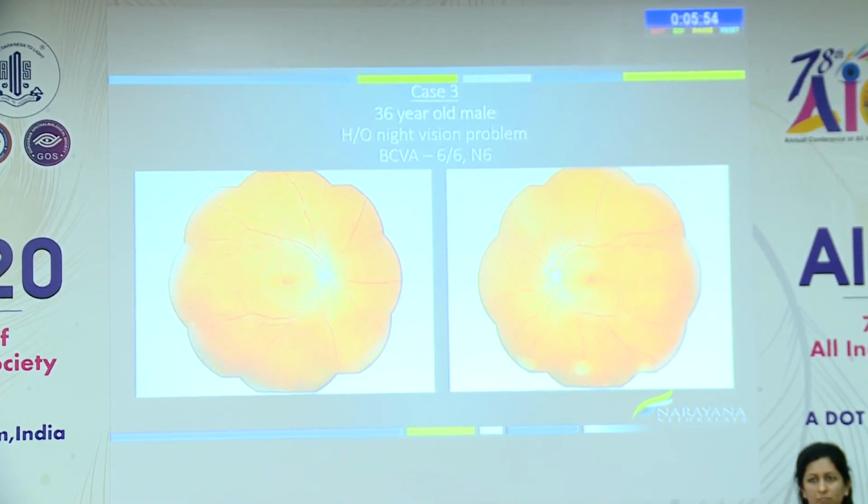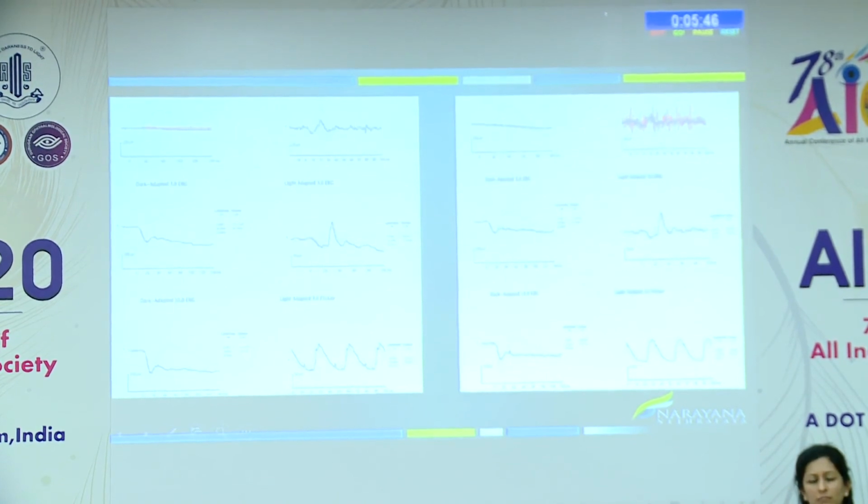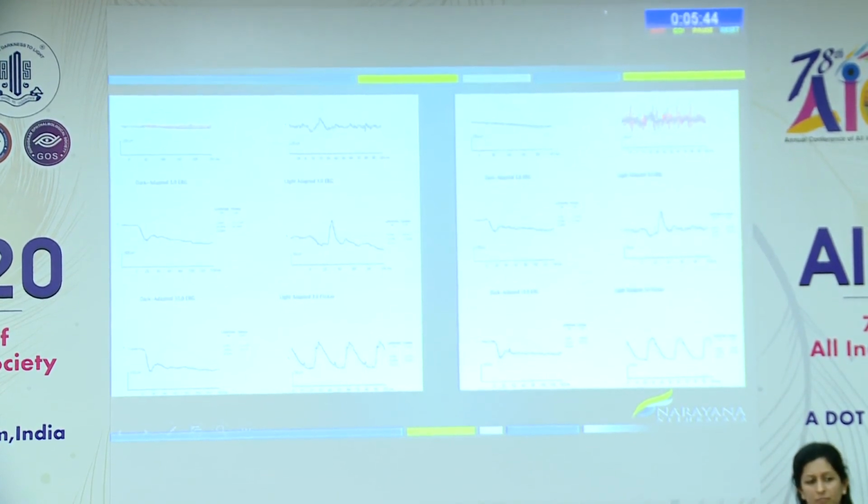A similar case, a 36-year-old male, vision 6/6 and N6. He had some whitish deposits in the mid-periphery, but in addition, this patient had a history of night vision problems. OCT again was absolutely normal, so we did an ERG. The blue color is our normative data, and all these recordings were repeatable. I want to make this statement.